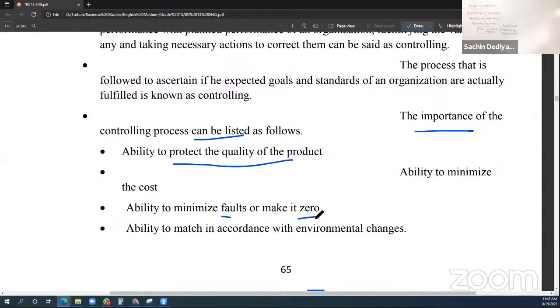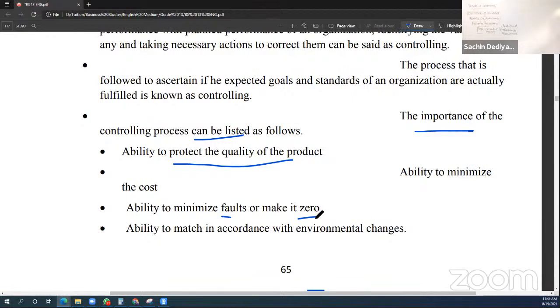And being able to match in accordance with the environmental changes. The environment is always changing, and when you see a lot of deviations and you are very far behind what you expected, you try to analyze the reasons. Even when you end up with more than you expected, which is a good thing, you try to identify the reason, so that you get that knowledge to increase your production. Likewise, why did you end up with less than expected? Then you try to identify it.